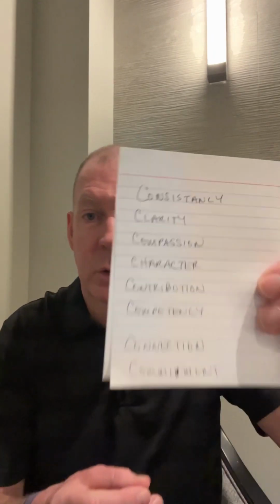All right, but here's how you can really put this in motion. Okay, so again, a card that would just have consistency, clarity, compassion, character, contribution, competency, connection, and commitment. All right, and then what I'd like you to do is think about a relationship where you wish you had a better trusting relationship.